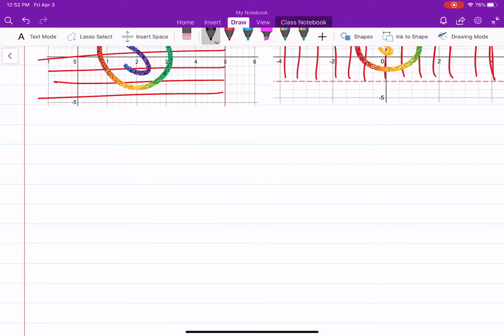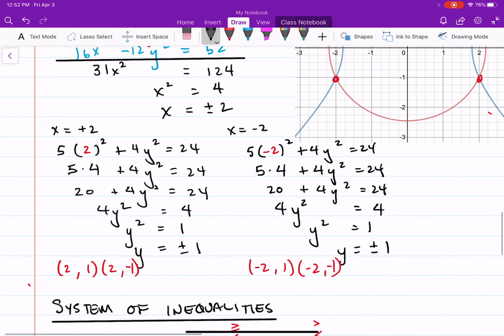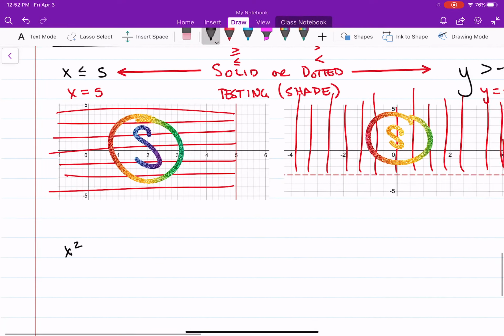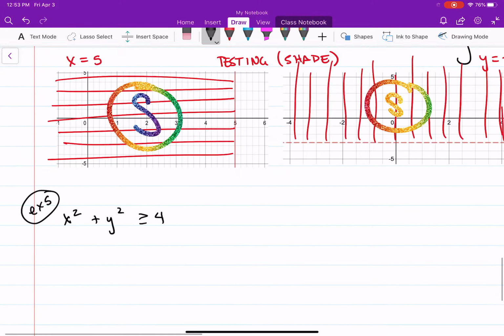So let's take a look at an example here. If I have x squared, this was example 4, I'll call this example 5. So if I have x squared plus y squared is greater than or equal to 4. Okay? All right, so let me take a look here.